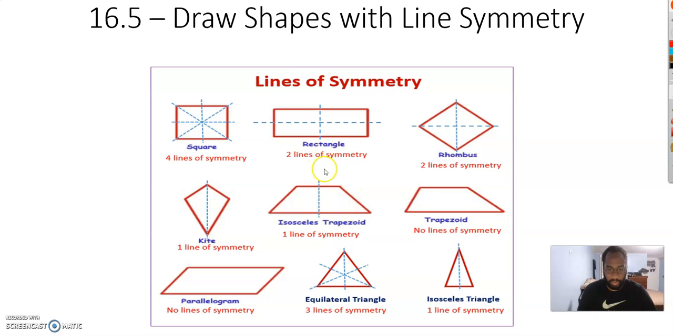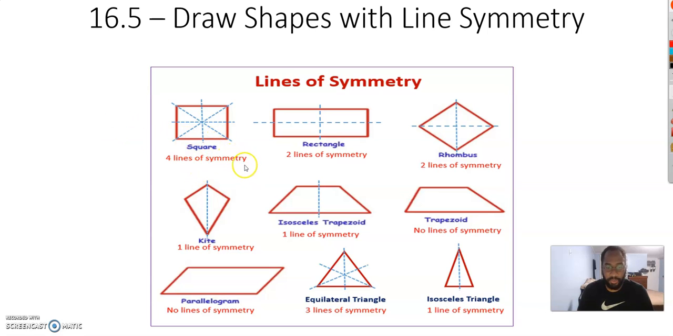Isosceles trapezoid, only one line of symmetry. A regular trapezoid, no lines of symmetry. An equilateral triangle, three lines of symmetry. You can split it three different times and it'll all be equal. An isosceles triangle, only one line of symmetry. And a parallelogram, no lines of symmetry. So you see different shapes have different lines of symmetry. It's up to you to be able to fold the shape or the object and see how many lines you can put evenly through the shape or object.